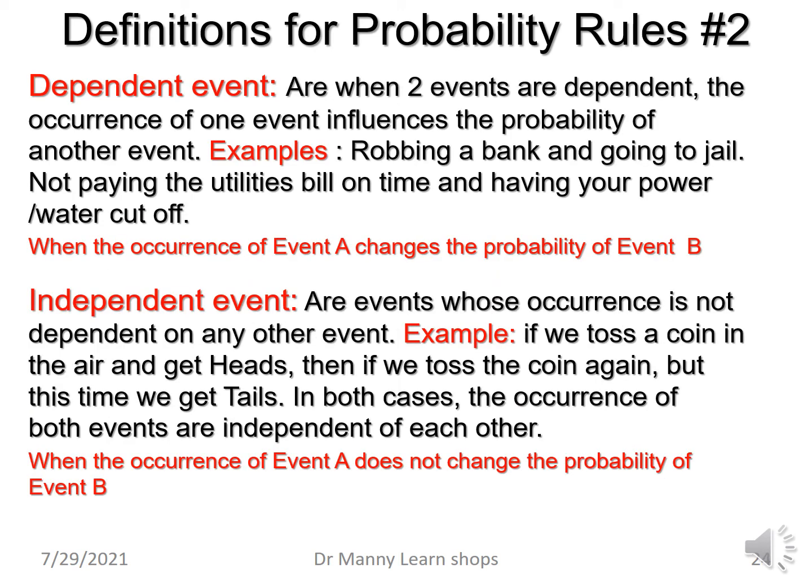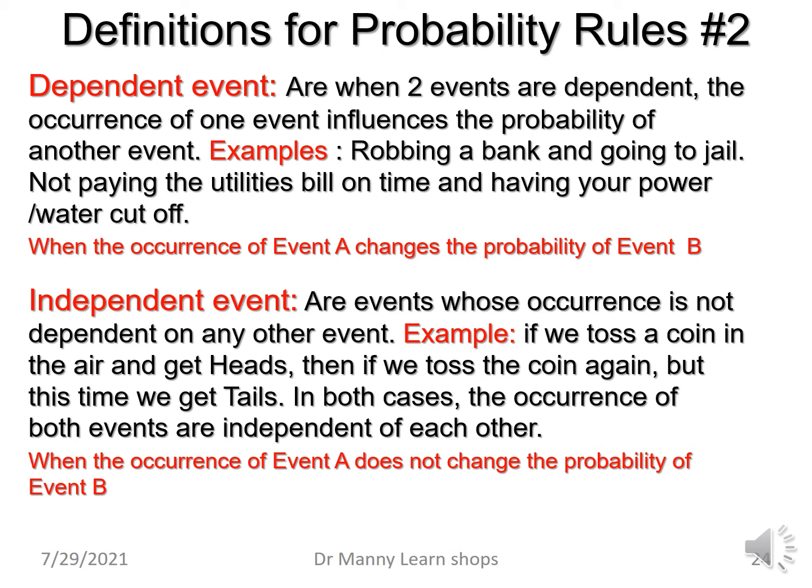Additional probability rules: a dependent event. This is when 2 events are dependent, the occurrence of one event influences the probability of another event. So for example, robbing a bank and going to jail. Not paying your utilities bill on time and having your power or water cut off. This is when the occurrence of event A changes the probability of event B.